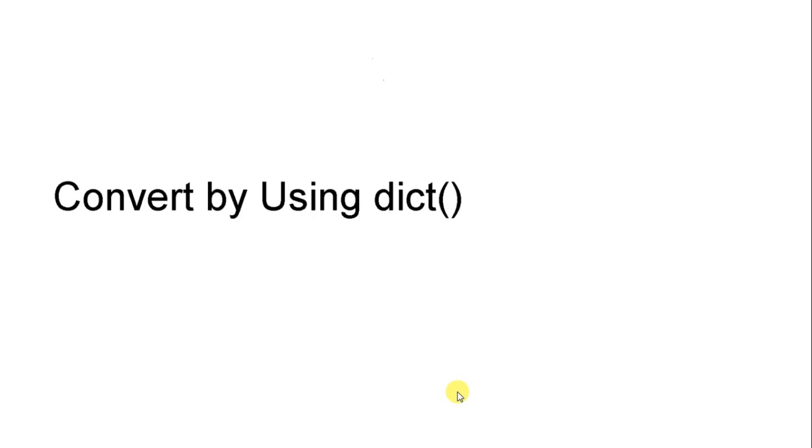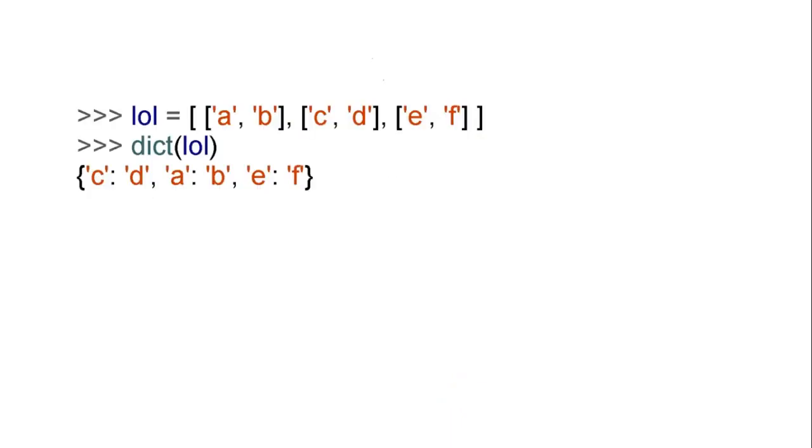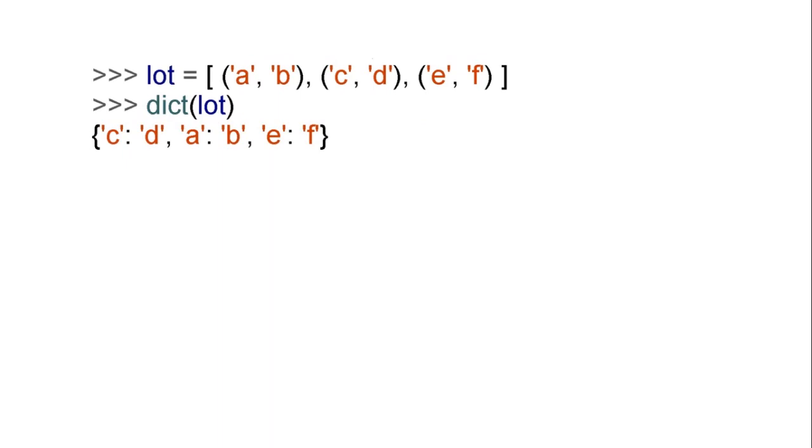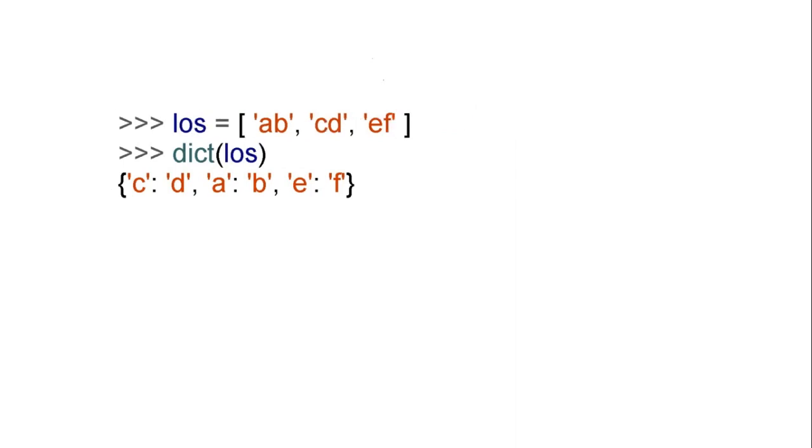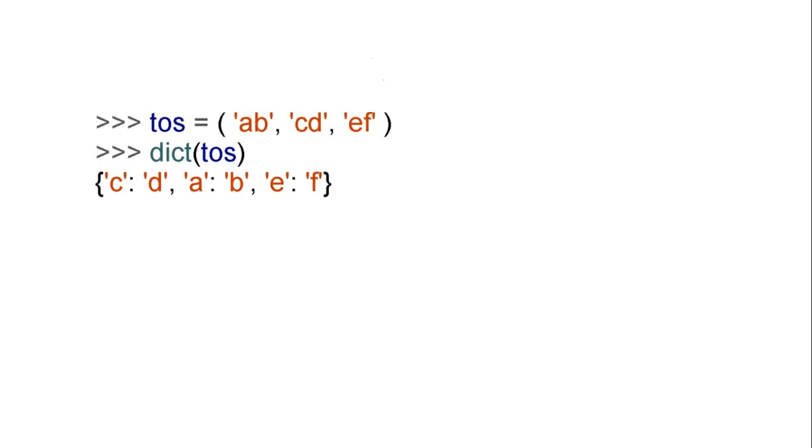First, here is a small example using a list of lists. We could have used any sequence containing two-item sequences. Here are other examples: a list of two-item tuples, a tuple of two-item lists, a list of two-character strings, a tuple of two-character strings. That makes it easy to create these two-item sequences.